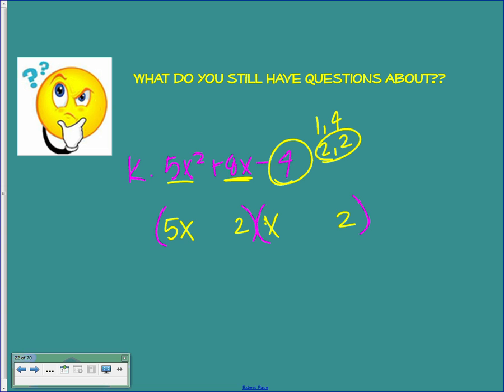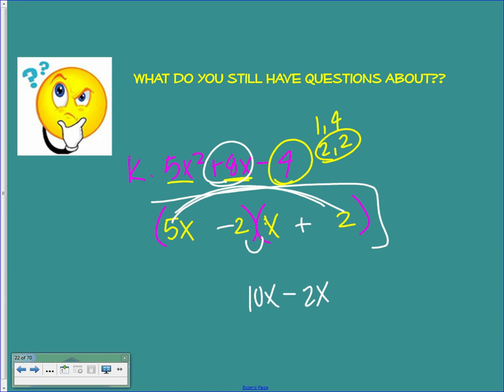I'll go ahead and try my outsides. My outsides give me 10x. The insides give me 2x. I'm looking for a positive 8, so I can do that if I do 10 minus 2. The 2 came from the inside, so that's minus. The 10 came from the outside, so that's my plus. And I am all set.